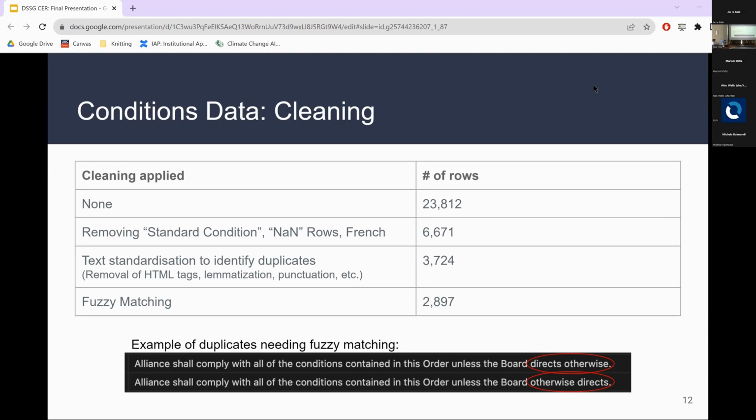So after cleaning that up, we also removed any duplicates, either exact duplicates or non-exact duplicates. For non-exact duplicates, we applied some fuzzy matching by calculating the similarity between different rows. As you can see at the bottom, for example, we have 2 conditions that are almost identical, except for the last 2 words, which are switched. And so we identified these and removed them from the data set, ending up with 2,897 rows.